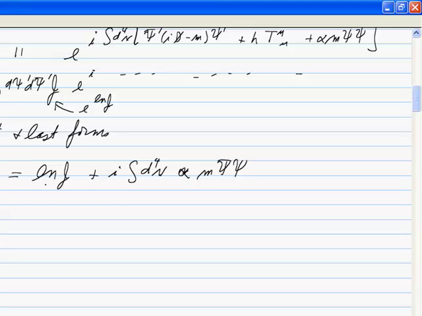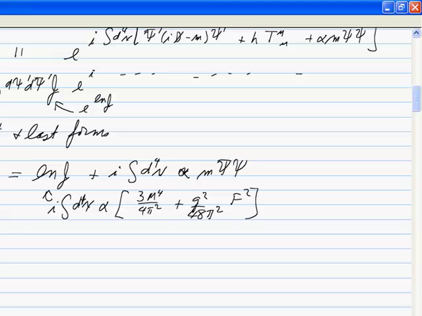Log j is the integral d^4x alpha times (3m^4/4π² + g²/48π² F²). Okay, and actually that's it.